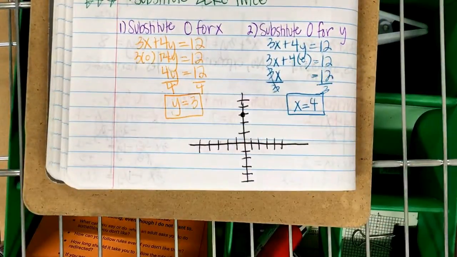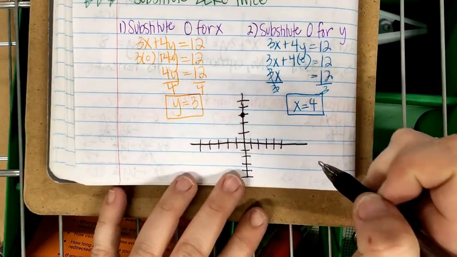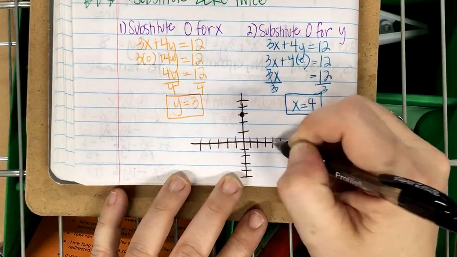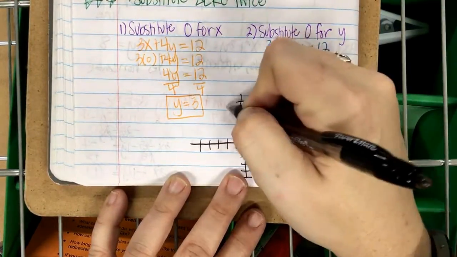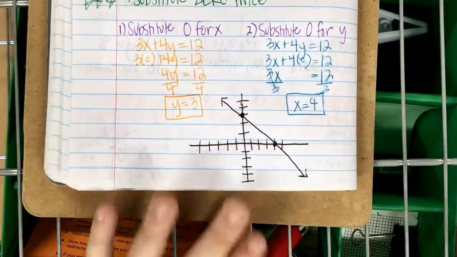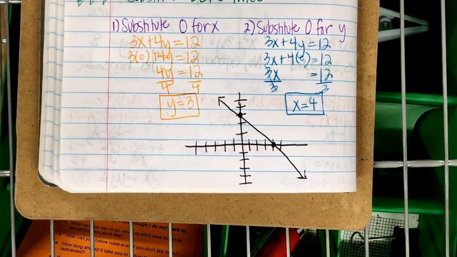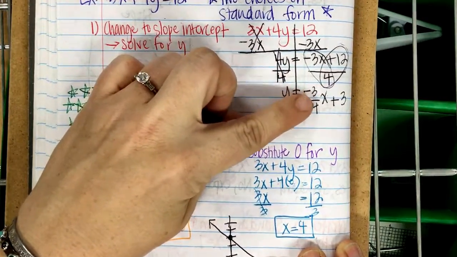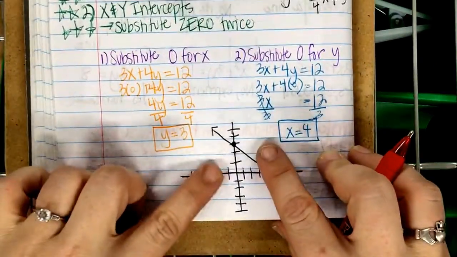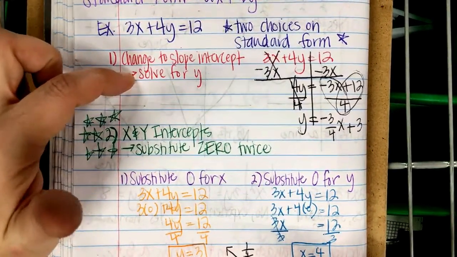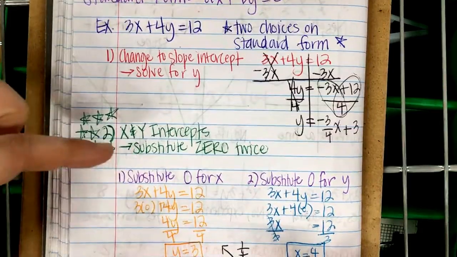What's my x-intercept? 4. So where does x equal 4? To the right 4. 1, 2, 3, 4. And there's my line. Now let's check because we did slope-intercept form, right? So let's see, does this graph match this graph? Does solving for y, changing it to slope-intercept form, give me the same answer as finding my x and y intercept?